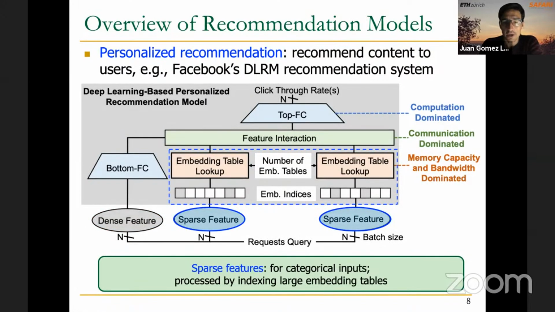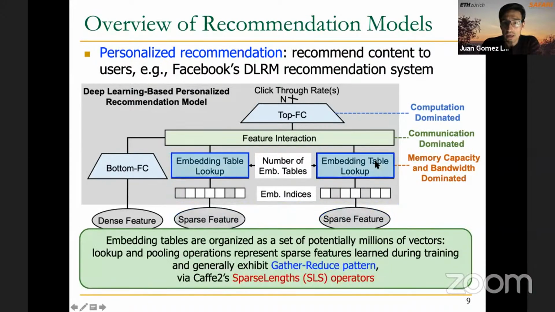However, there are also sparse features that are for categorical inputs, and they are processed by indexing large embedding tables. And this is the part that is more relevant to us. As you can see, there are some operations here like table lookups and pooling, and these operations typically expose a gather-reduce pattern, meaning that the processing element needs to access data on the CPU, or GPU if we are executing this on a conventional processor-centric architecture.